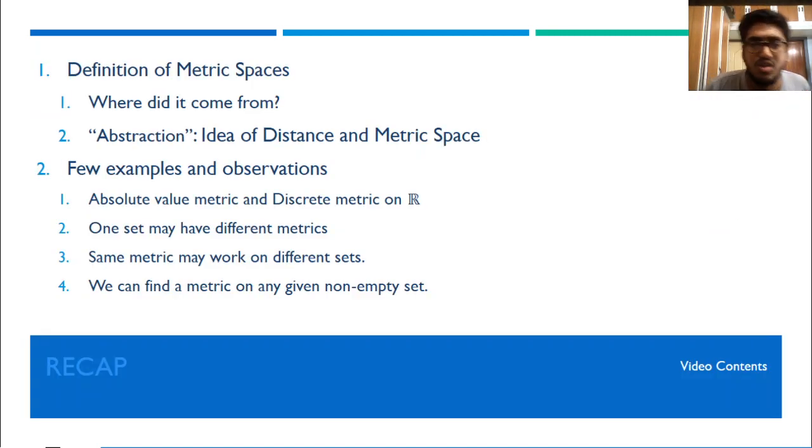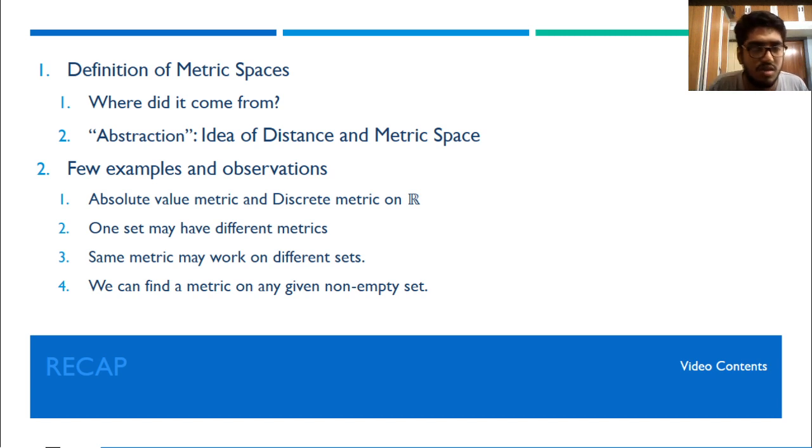Then I also talked about the idea of abstraction and why it is important in mathematics education. Abstraction is how the idea of distance was generalized into the idea of metric spaces, as we saw already. And that process of taking a real world idea and writing it in terms of mathematics, a language which is precise and we know well, is called abstraction.